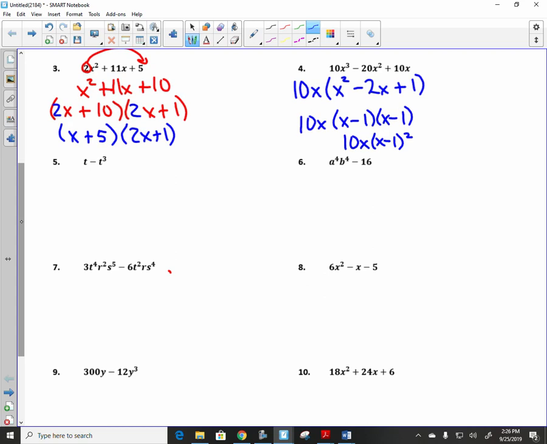Is there a common factor for number 5? Take out t. What are you left with? 1 minus t squared. Does 1 minus t squared factor? 1 minus t, 1 plus t.